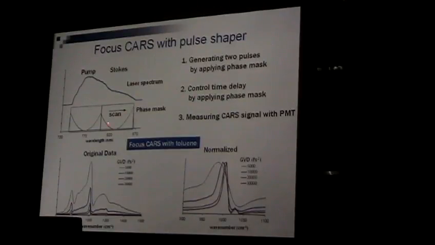What I do is delay the second part first, which corresponds to moving the center of the phase mask around. Then I just detect everything in a PMT, and this is what I got. Here, I changed the amount of dispersion with this pulse shaper, with 5,000 GDD or some number. You'll get something like this.